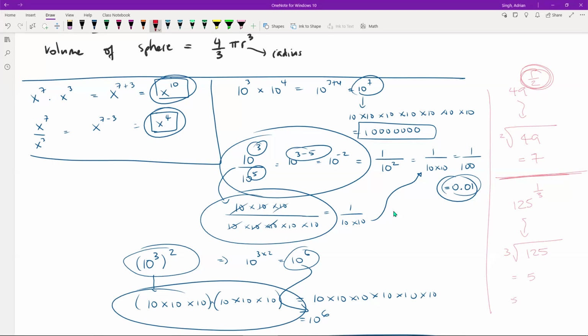Right? So 5 times 5 times 5 is 125. Similarly, up here, 7 times 7 is 49. That's the square root of 49. So the cube root of 125 is 5. But sometimes you will see these exponents that are fractions. And these are probably the most common ones you'll see. And again, using a calculator, you can double check these, but developing a little bit of intuition is going to be important.